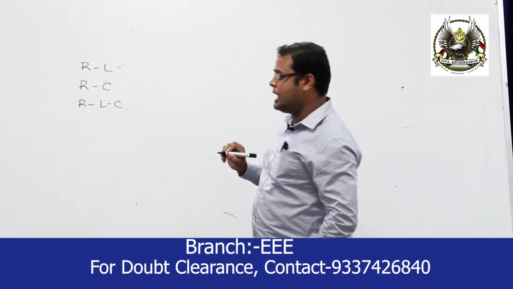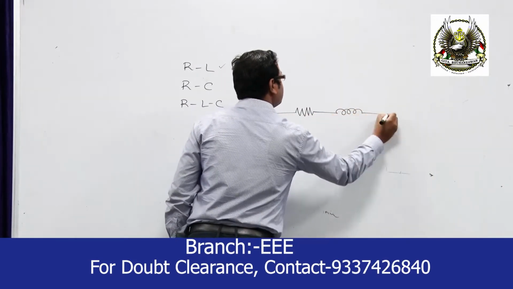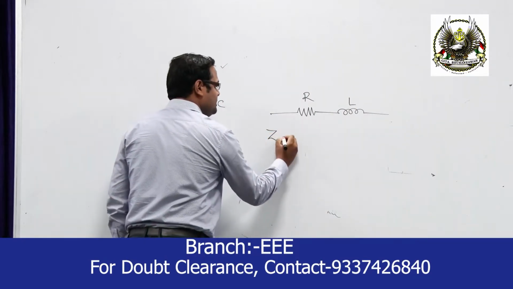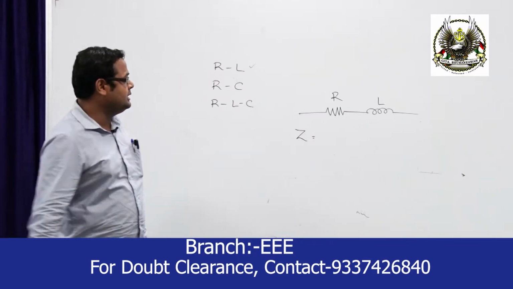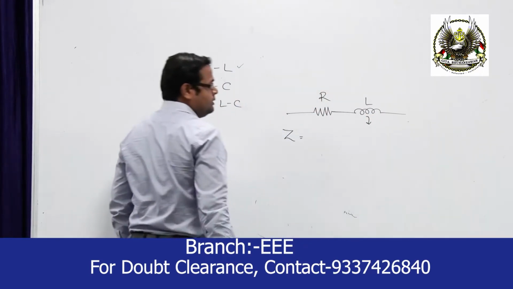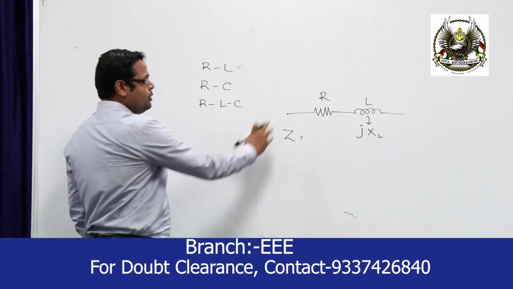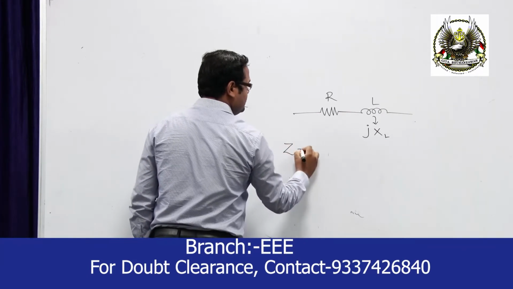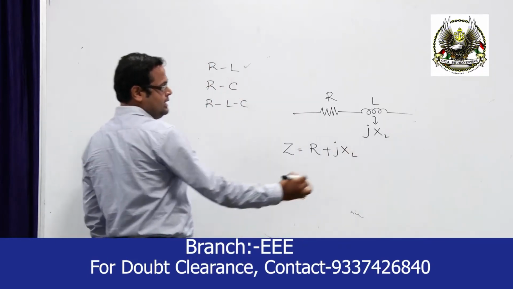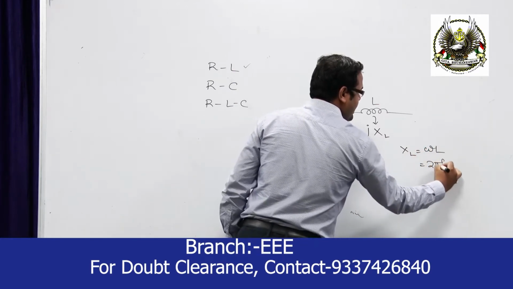When you are dealing with a RL circuit, the first thing you have to find is the impedance of this particular circuit. You know that the L, if you want to represent it in ohm, will be represented by j XL, which is your inductive reactance. So, in a RL circuit your Z is equal to R plus j XL, where XL is your inductive reactance whose magnitude is omega L or 2 pi f L ohm.